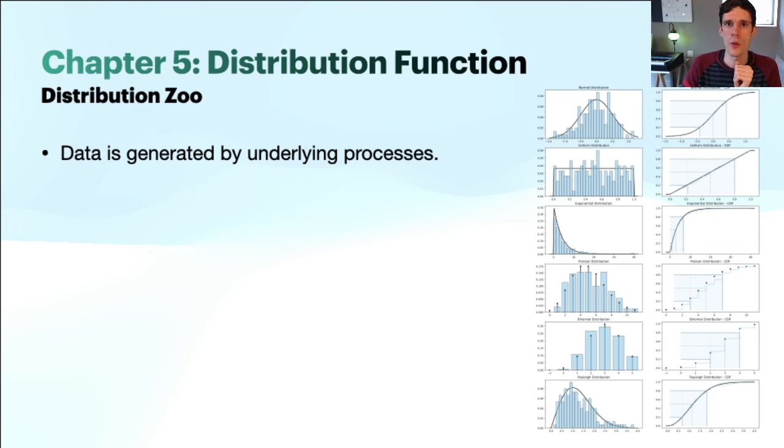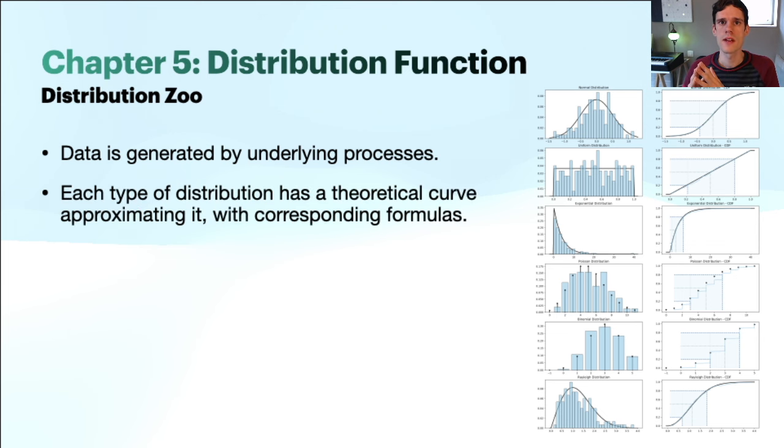Now, for the most common distributions, mathematicians have developed approximating theoretical functions, which by themselves are described by formulas, in the same way that we saw that the normal distribution is approximated by this bell-shaped probability density function. And this function also had a formula describing it. Now, with these formulas at hand, we can very easily abstract expected properties of our distribution. For instance, the mean, the variance, and the skewness.